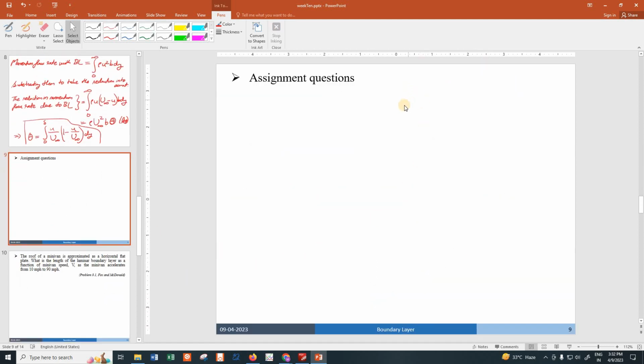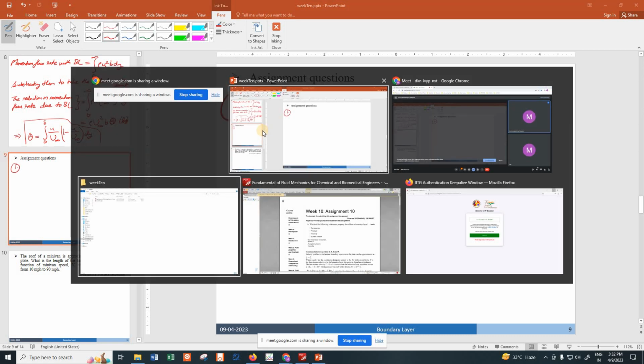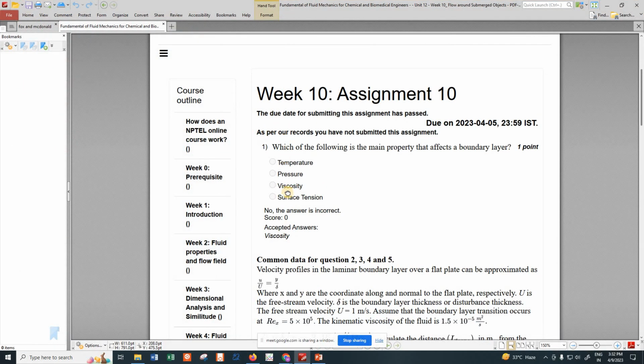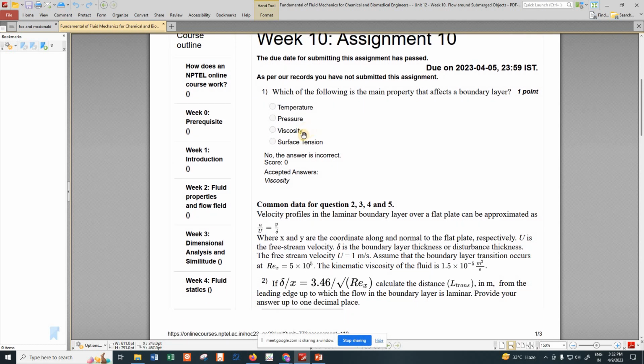Okay. So now with this knowledge we can do the assignment questions. So the question number one, if you could go back and see, is which of the following is the main property that affects a boundary layer? So the options are temperature, pressure, viscosity, and surface tension. Surface tension, no doubt, it will not affect.